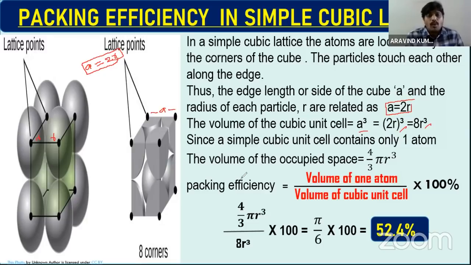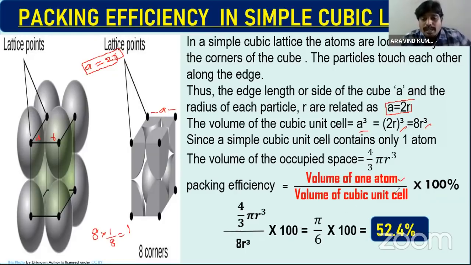Now, how to calculate the packing efficiency? Children, you know that packing efficiency has a formula, the volume of one atom. Why have I taken one atom? Because in the simple cubic lattice, I have only one atom, because all the atoms are at corners only. But you know that in yesterday's class, I discussed that corner contribution is 1 by 8. Therefore, 8 into 1 by 8 is equal to 1. Therefore, packing efficiency is equal to volume of one atom by volume of cubic unit cell into 100.